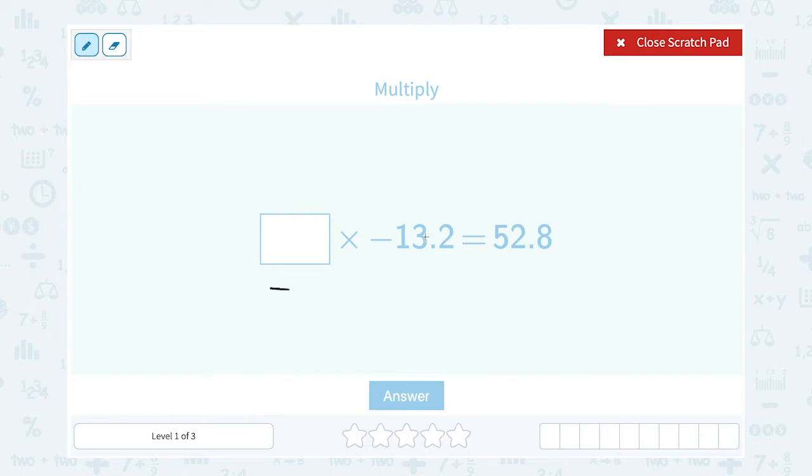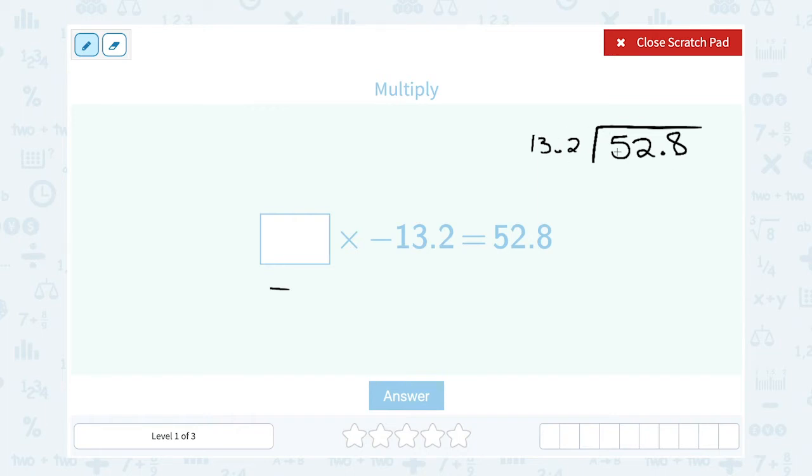Now to think about the number value, well, what number times 13.2 would give me 52.8? Well, I can work backwards to figure that out. I can say 52.8 divided by 13.2, what does that give me? Because then that answer will be a number I can multiply by 13.2 to get 52.8.